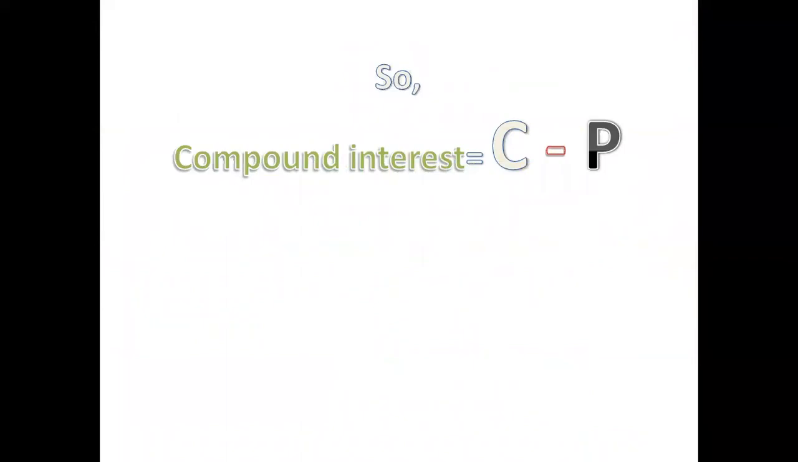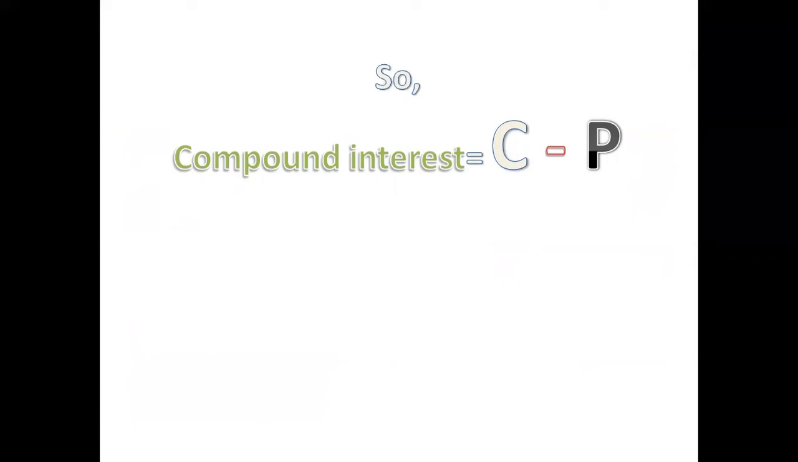So we have already learned what the compound principal is. Now it is time to know what the compound interest is. Compound interest is compound principal minus the principal, that is C minus P. So cadets, we have already learned two formulas: compound principal C equal to P into (1 plus R) to the power n, and compound interest equal to C minus P, that is compound principal minus principal.